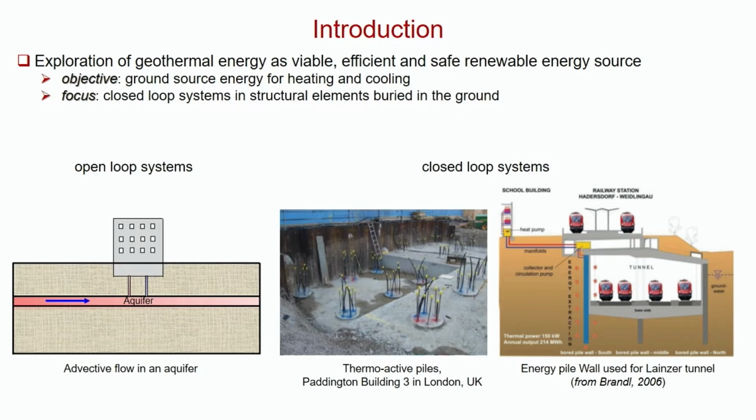We can either have what we call an open loop system, which is not the one I'm going to talk about, but to explain what a closed loop system is, let's start with an open loop system, where basically we have some aquifer at depth. We extract, in this particular case, hot water because it's red. We use that hot water to heat the building, which of course cools the water down, and then we pump it back into the aquifer.